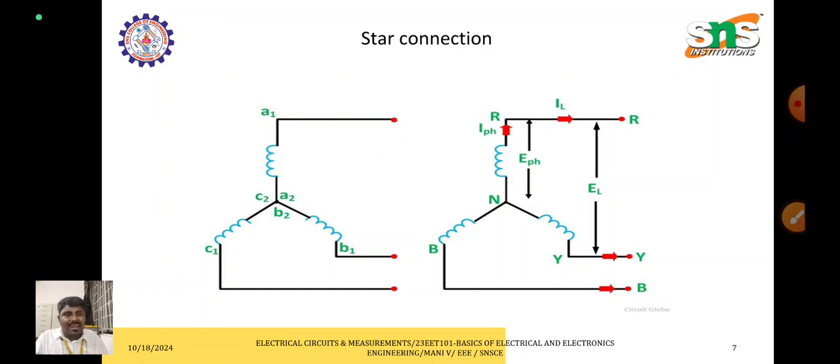In star connection, the voltage compared to the normal three phase supply is root 3 times less, that is VL by root 3. That is just like a single phase voltage. The current is the same, but the voltage is reduced by 1 by root 3 times.